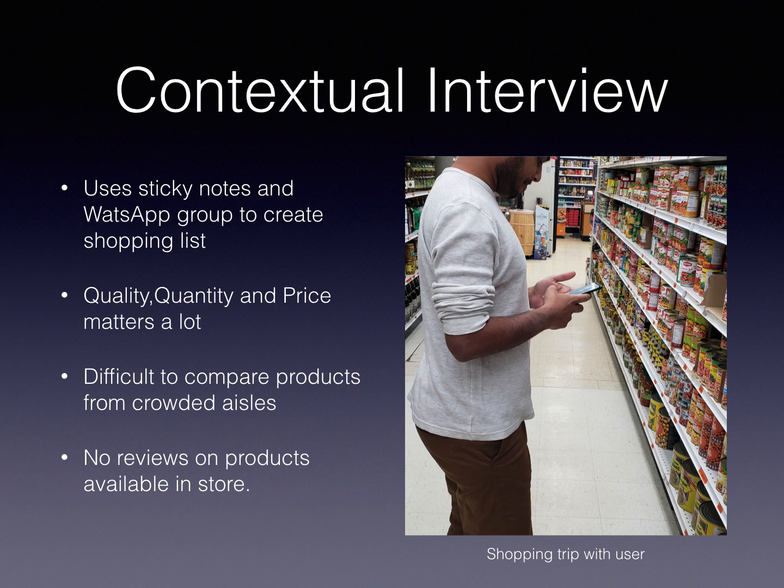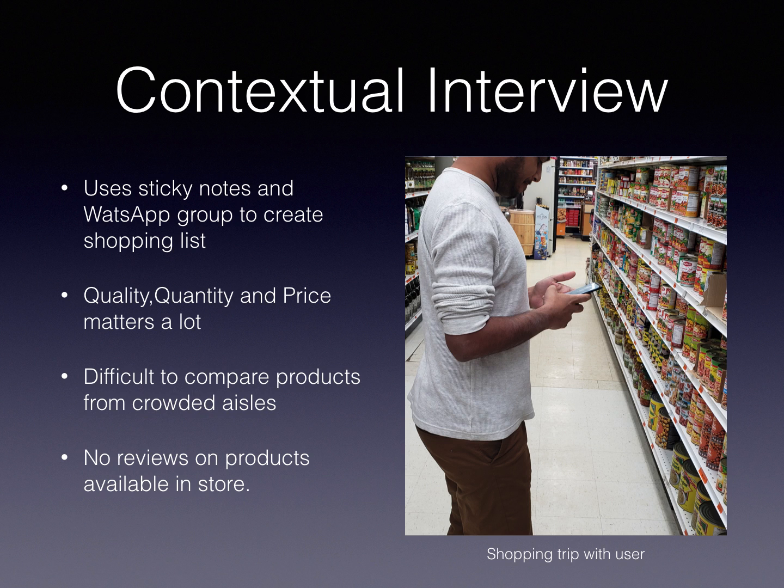As I went to participant 1 and participant 2, I saw that they were using sticky notes and a WhatsApp group to create a shopping list inside the household with their housemates. Most probably the quality, the quantity, and the price matter a lot; the user is more concerned about the quality and the price they have to pay. During the whole shopping trip, he was comparing the products, the prices, and the quantity he was getting.